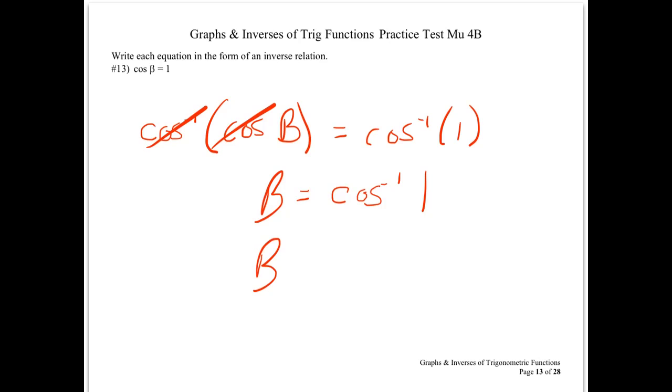We could also write this as beta equals arc cosine of 1. You don't need both. You need one or the other. This work that you see here is optional, just explaining how it works.